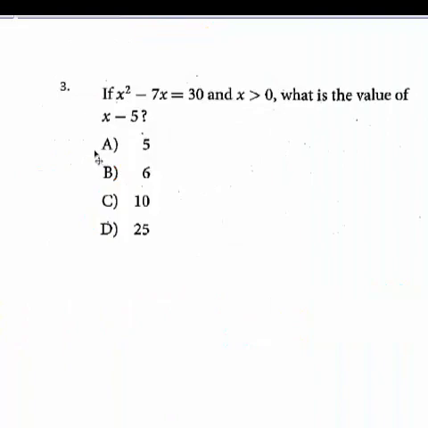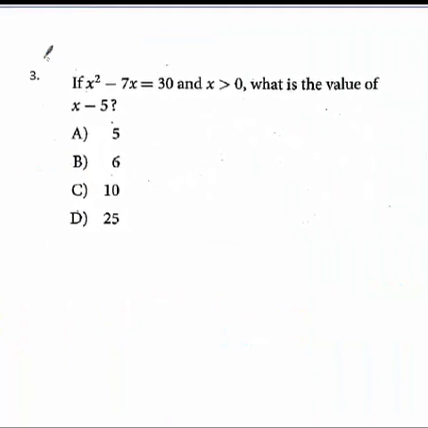Okay, problem 3, we're given an equation, x squared minus 7x equals 30. Well, I know I have to go ahead and factor that out. So I got x squared minus 7x, and I'm going to just move the 30 over so that way we can set it equal to 0 like we always do. So we're going to subtract the 30 and set that equal to 0. And now we're just going to factor that out.